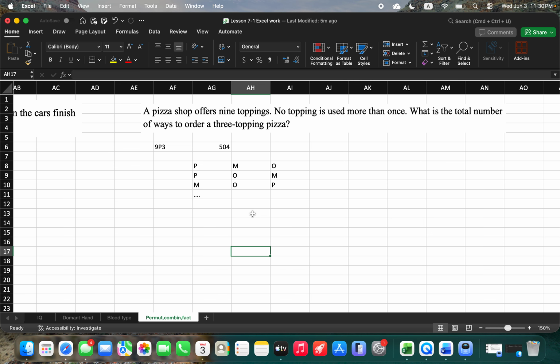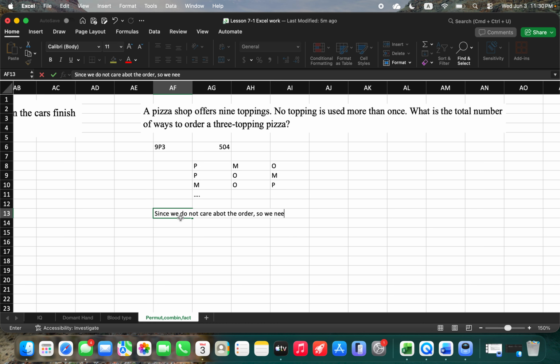So this time we cannot use permutation. Instead, we are using combination. Why? Because in this order doesn't matter. So whatever we choose, as long as I choose 3 toppings, same 3 toppings, we don't care about the order. So since we do not care about the order, we need to use the combination.